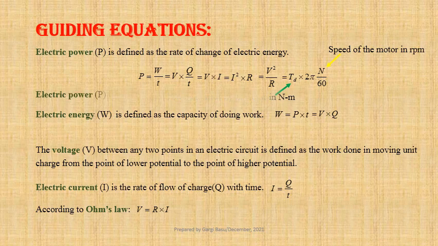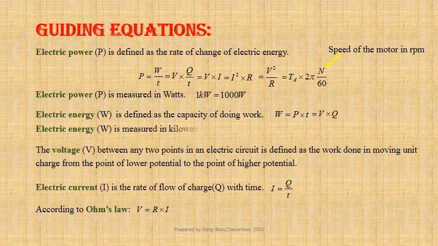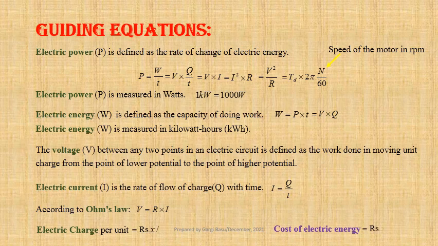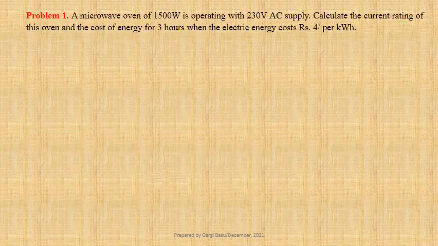Electric power is measured in watts. To measure larger power, we use kilowatts. 1 kilowatt = 1000 watts. Electric energy is measured in kilowatt hours. 1 kilowatt hour is termed as 1 unit. If electric charge per unit is rupees X, cost of electric energy = rupees X × W.